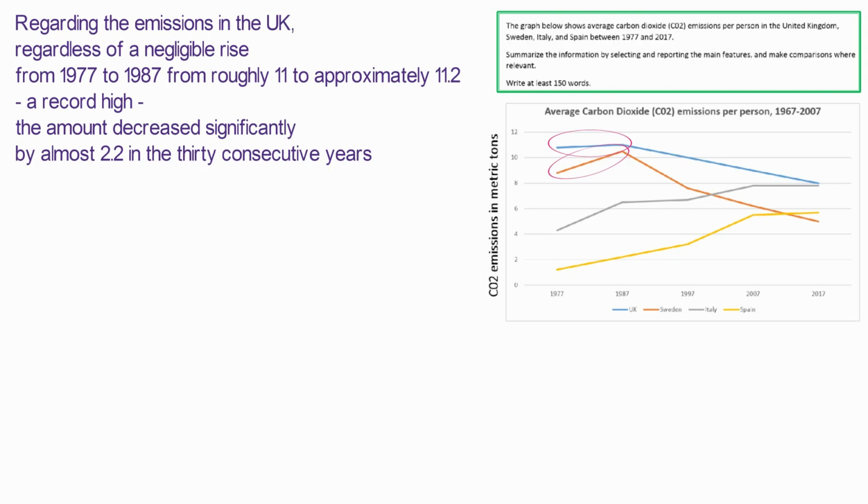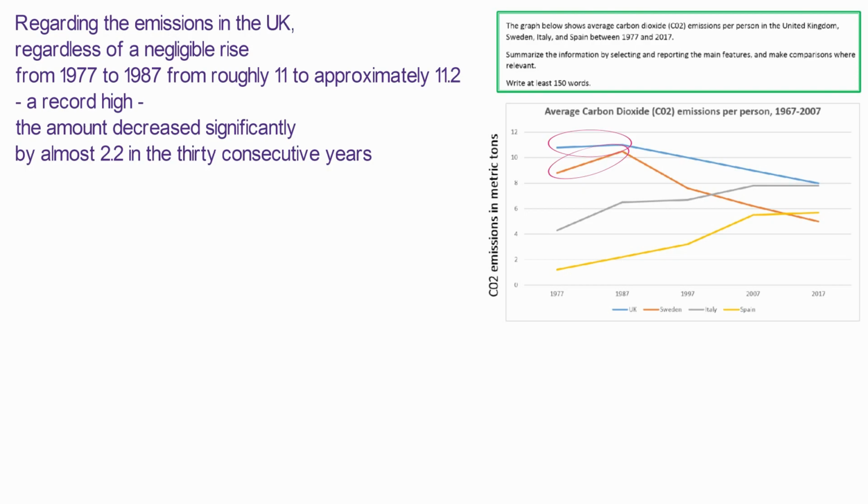And you can see between the dash, they say a record high. A record high because, well, in 1987, you can see the emission in the UK is the highest one. So a record high. In order to compare with the others, the amount decreased significantly by in. So we have just finished writing down the UK. Don't write a lot of things, just write this.